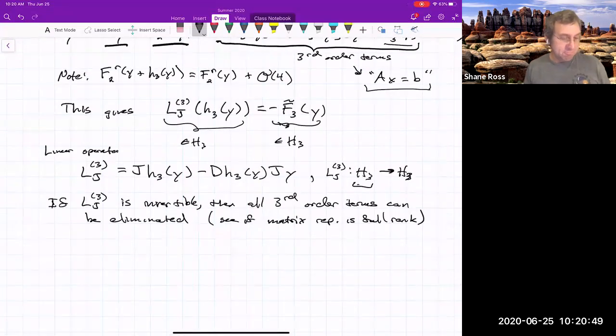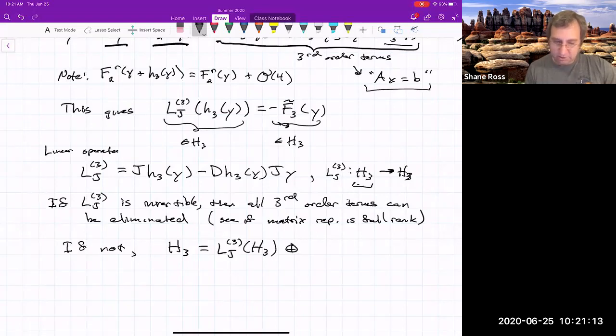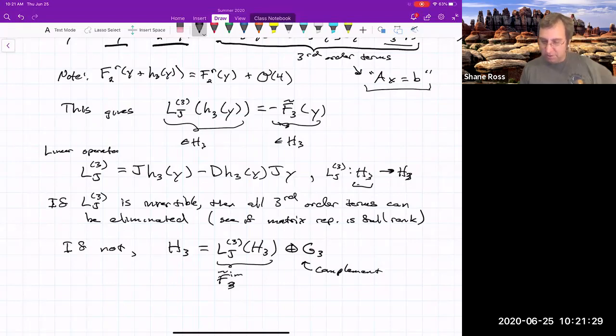And if it's not invertible, that's okay. It just means you've simplified as much as possible. If not, then we can write H3, the vector space of all polynomials of order 3, as the image of H3 under the linear operator, plus its complement. And if you remember how we did things last time, the image of F3 is in here, and then these would be all of the remaining terms.